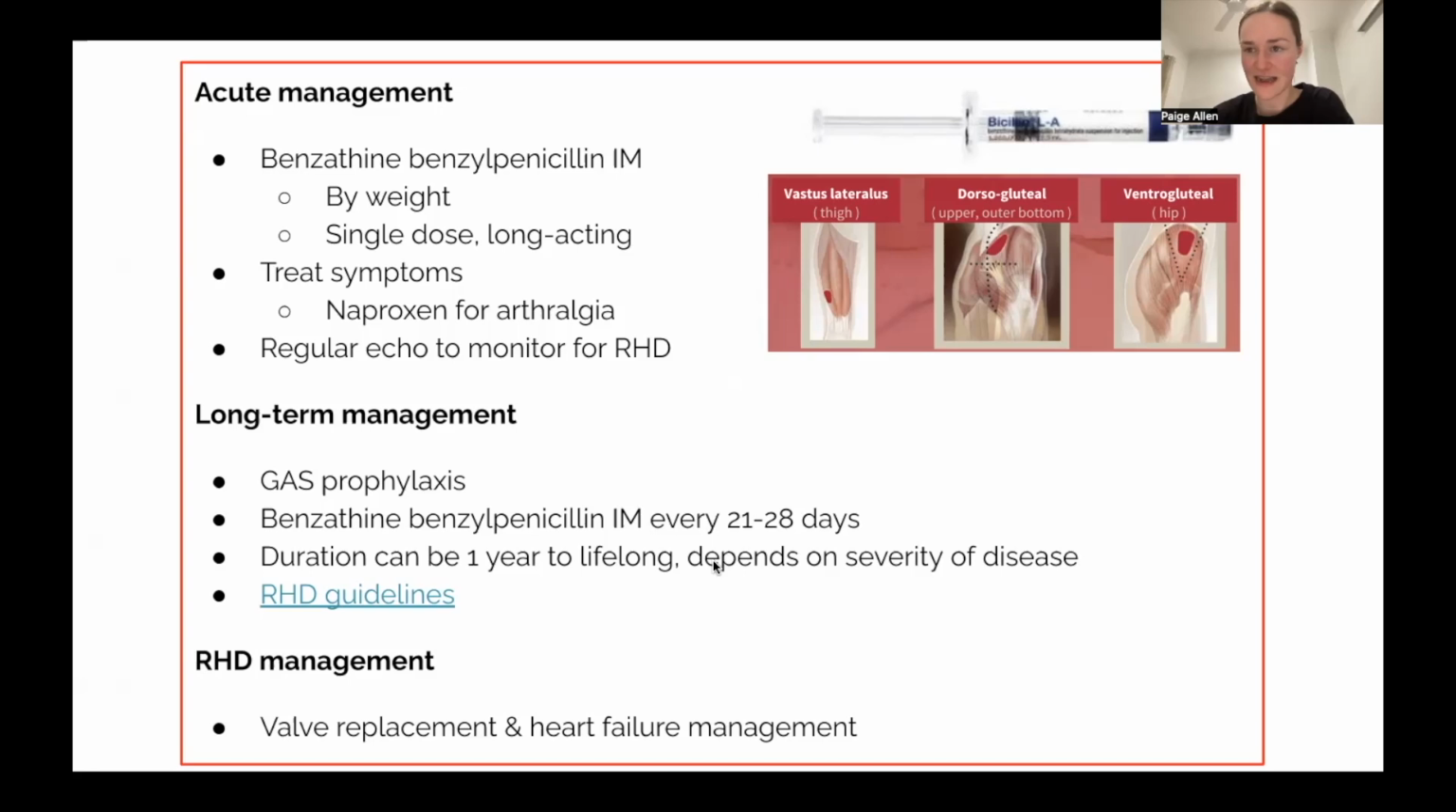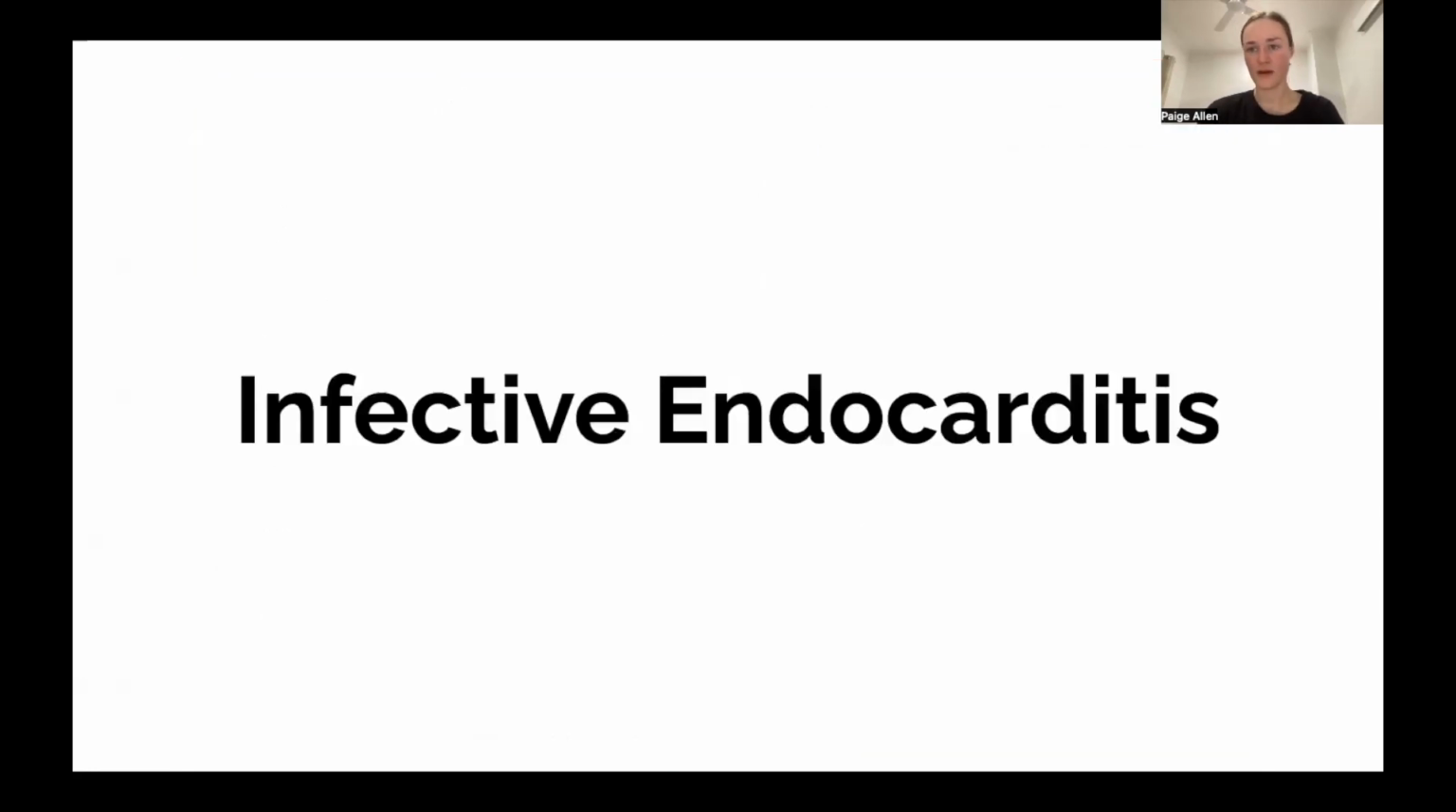And then ultimately, if they did have rheumatic heart disease to the point that they're very symptomatic, you might need to do a valve replacement and put them on heart failure management. But hopefully it does not get to that stage. Awesome.